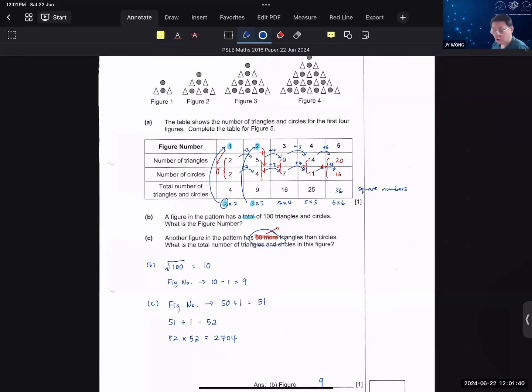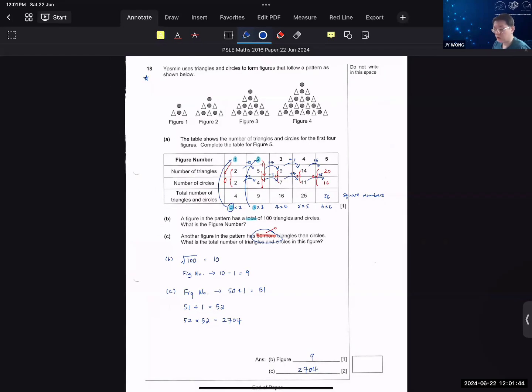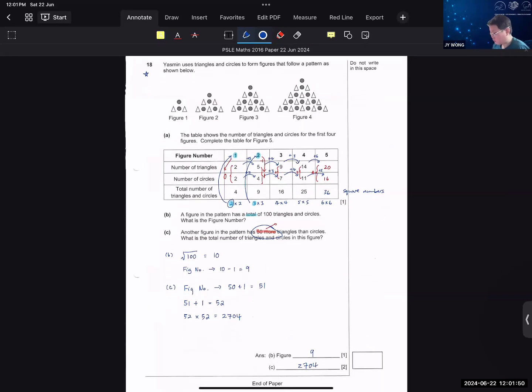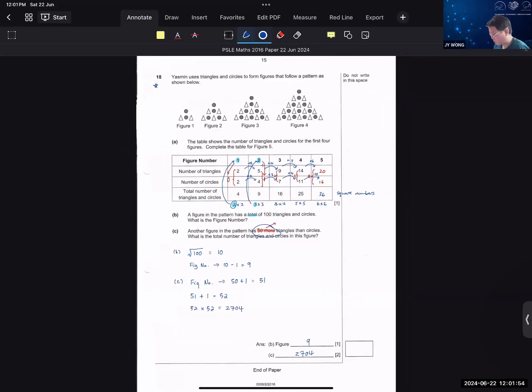So students who have done the 2016 PSLE paper will have understood how to do the 2019 PSLE number pattern question. Take your PSLE practices seriously because you realize that the same types of questions are always being repeated.